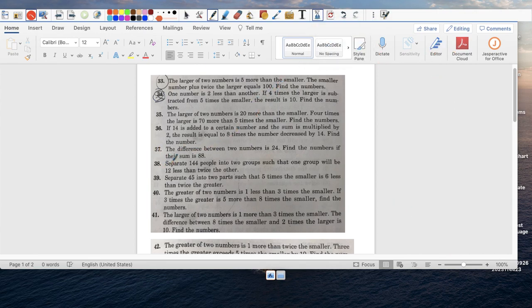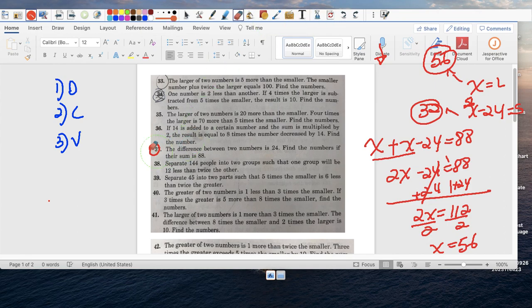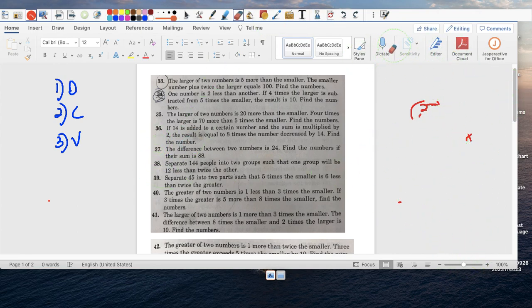38. Separate 144 people in two groups such that one group will be 12 less than twice the other. All right. So let me take an example here because I know you'll have questions on this. Let's assume I have 50 people here, right? And I separate them into two groups. Let me separate the first group and say I want 10 people to go on the left side. What would the other group be called? Well, the other group will be 50 minus 10, or in this case, 40, right?